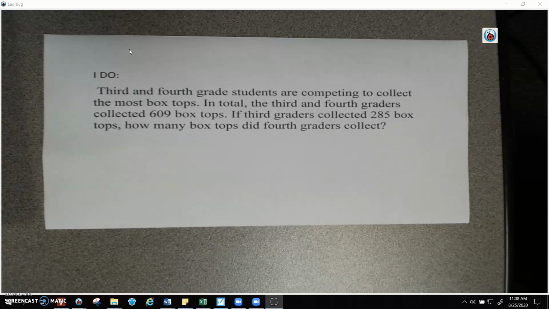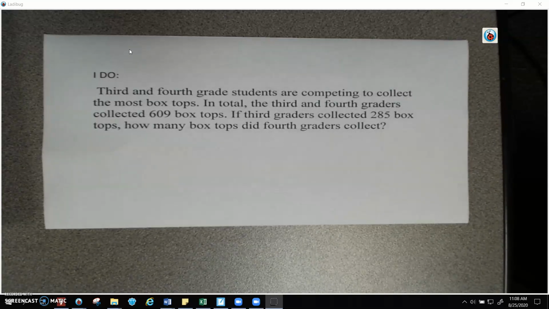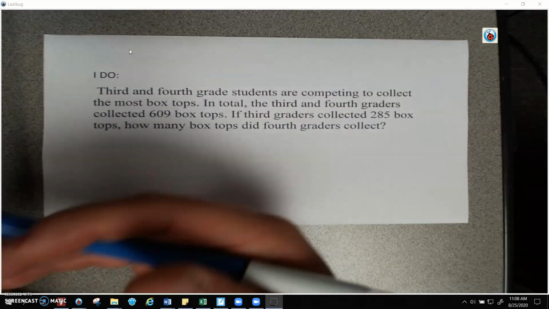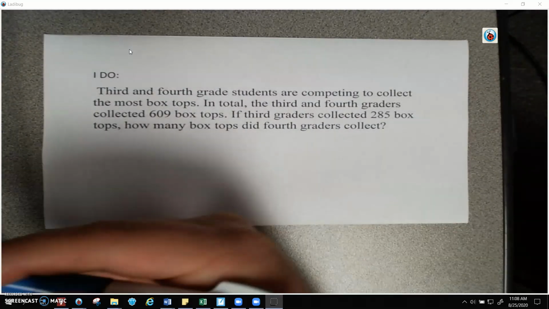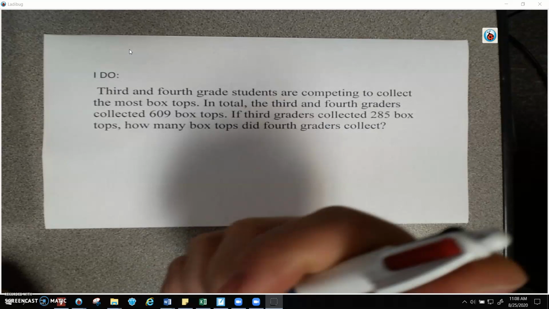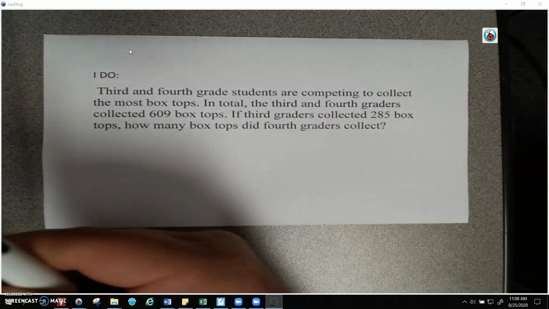Alright, today we're going to continue working with some word problems and adding and subtracting. Today we're going to practice subtracting on a number line, continuing what we learned yesterday. We're going to do it a little bit differently though. So let me read the problem.